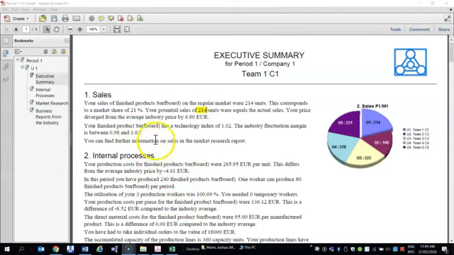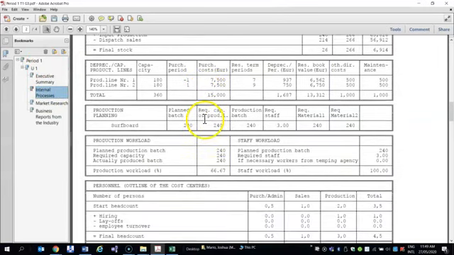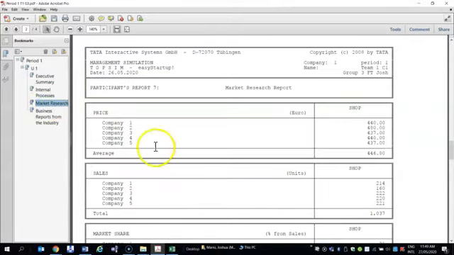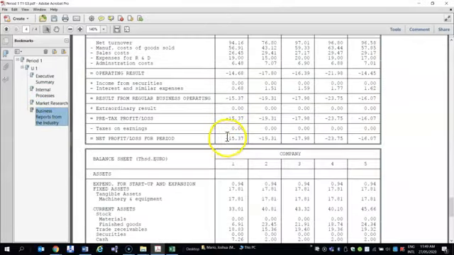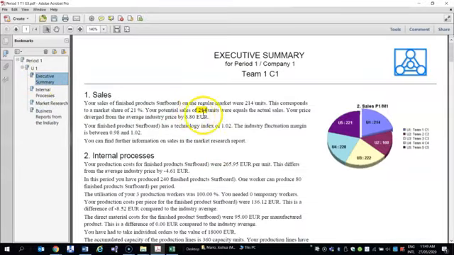Right, so this report consists of 4 pages. This is page 1, and then page 2, and then page 3, and then page 4. Right, on page 1, as you can see, I have highlighted your potential sale. This number is very important because this is the figure that you'll be using as your basis to calculate how much you are to produce in this period.